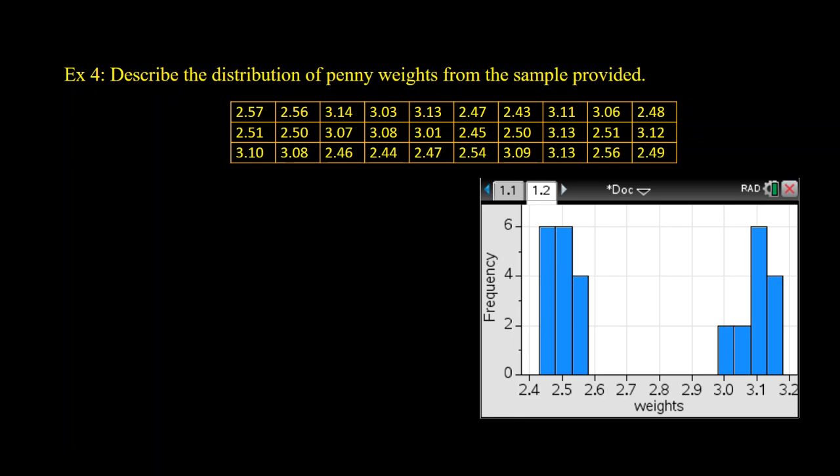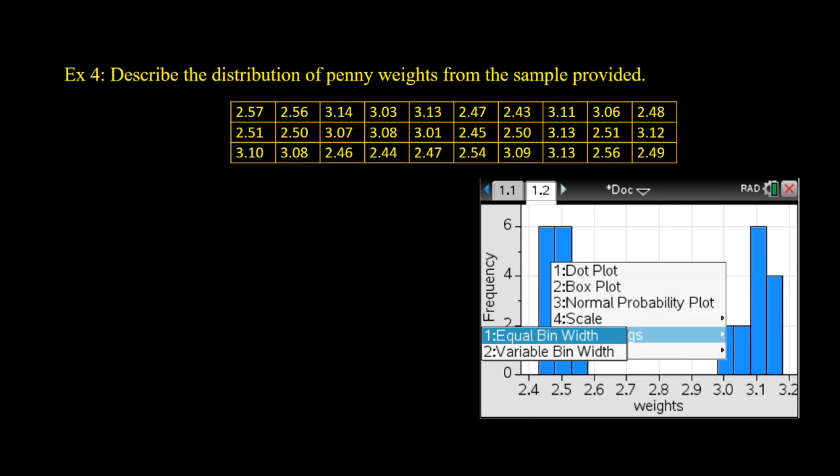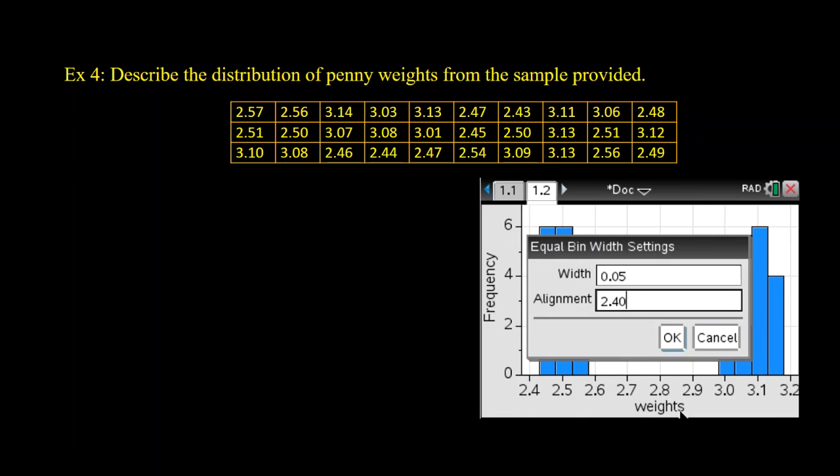So we're going to adjust our bin settings. I'm going to, again, do Control Menu for a right click. And I'll have bin settings. And I want to pick equal bin width, number 1. You always want equal bin widths. The bin is the size of the bars, what I'm counting by. So I'm going to switch that width to 0.05. And the alignment, which is where it starts counting from, to 2.40.